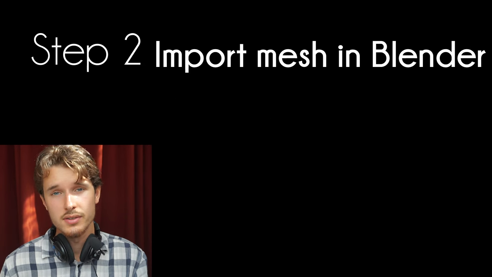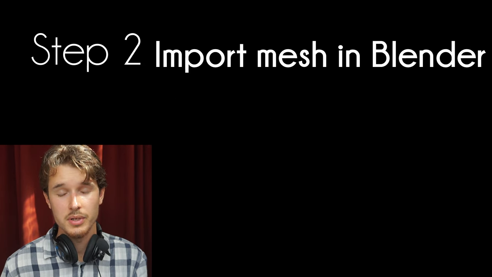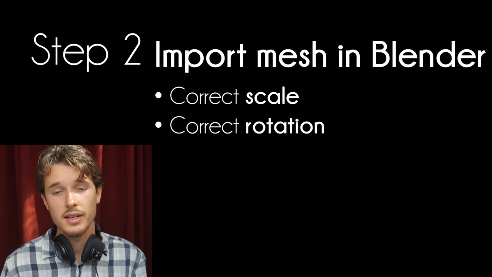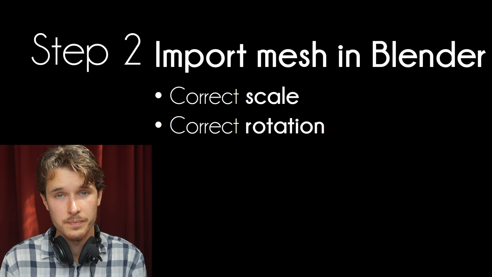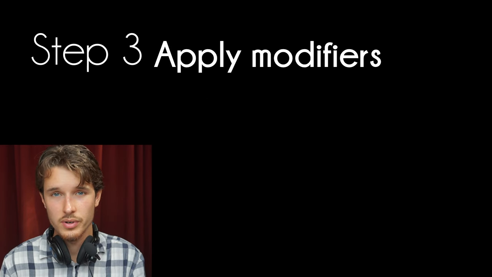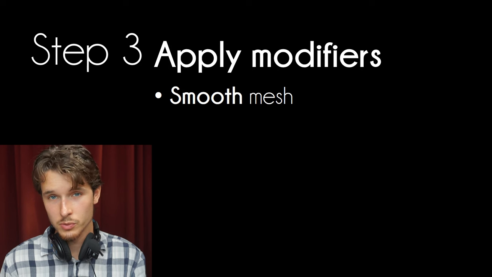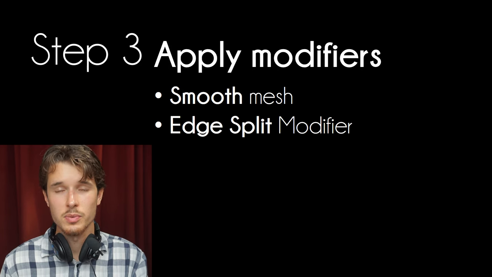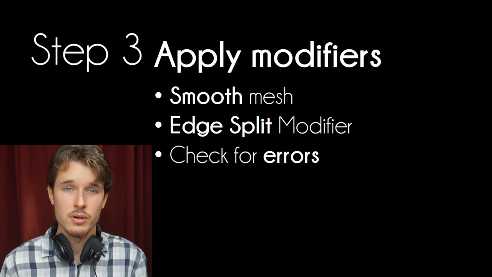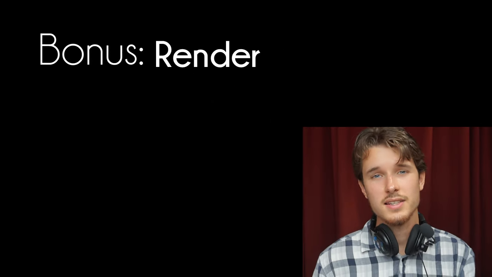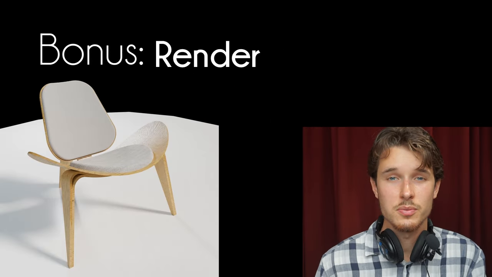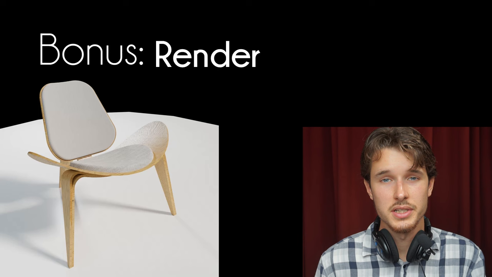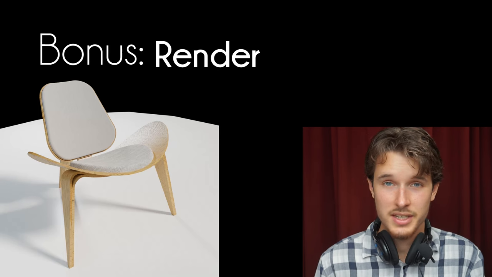The second step is to get this STL file into Blender, paying special attention to the correct scale and the correct rotation of our model. And then we will get this mesh ready for rendering. So that means we're going to smooth the model, we're going to add an edge split modifier, and we're going to check for some errors if there are any. And as I said, as an added bonus, I will be showing you how to make this render really quickly, really easily within Blender. So let's get to it.